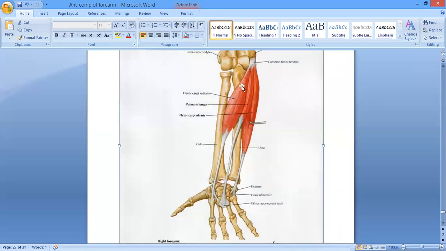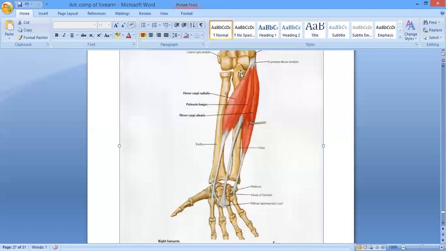So it's coming from here, you can see, and it is going to be inserted at the anterior surface of the bases of the second and third metacarpal bones. Structure of the hand, you know. These are carpal bones, these are the metacarpal bones, then the proximal phalanges, then the middle phalanges, and then the distal phalanges, right? This is a carpometacarpal joint, metacarpophalangeal joint, proximal interphalangeal joint and the distal interphalangeal joint. Just like we studied the toes, you just remember it like this.